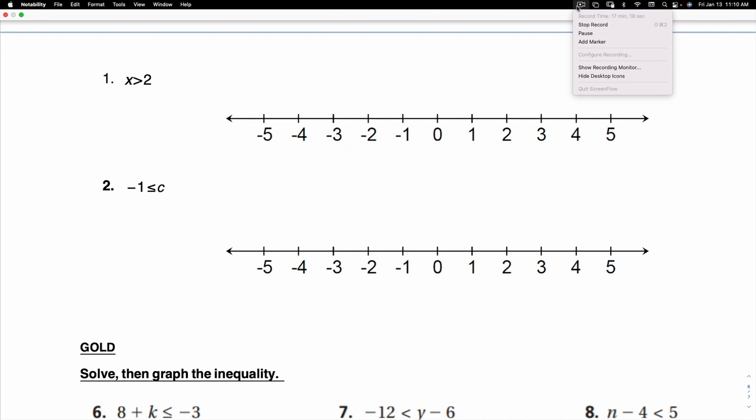It's greater than, so it's going to the right. Okay. What about this one? That one, when you do your reciprocal, so it'd be going this way.